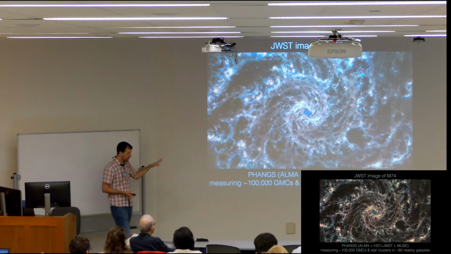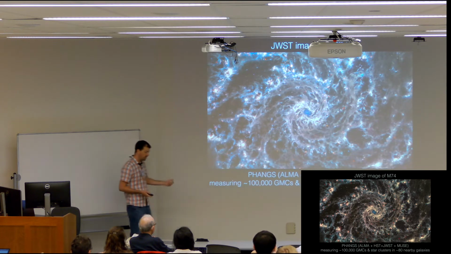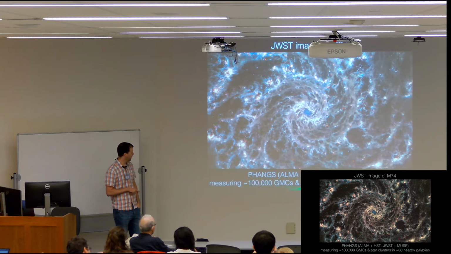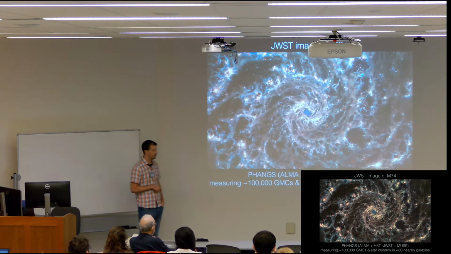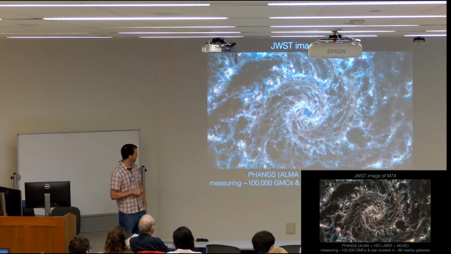And this is an interesting time to think about properties of molecular clouds and star clusters in the nearby universe, because surveys like PHANGS are in the process of measuring some tens of thousands, I think up to 100,000 GMCs and star clusters in nearly 100 nearby galaxies. Here's one of their beautiful, recently released James Webb images of M74, and you can see the nice gas distributions and star-forming regions here, really exquisite data.